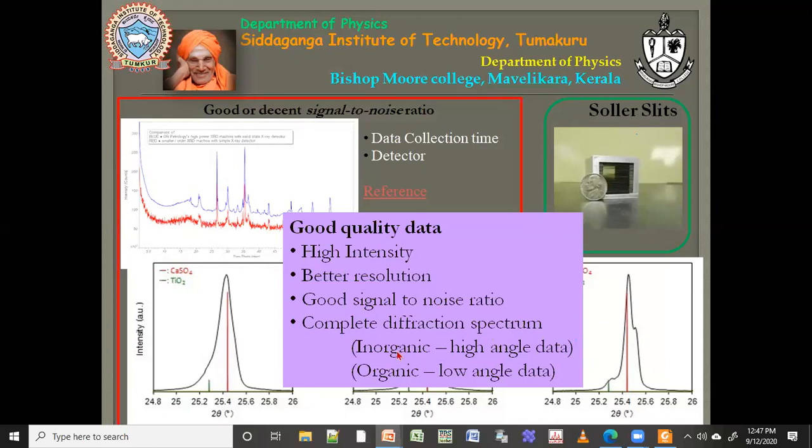That is why for inorganic we try to do this, just to save your time and energy. For inorganic it is better to do only high angle data, but for organic you have to do only low angle, because after 35 you will not get any peaks. Again, this depends on your unit cell. The unit cell in the case of organics is very, very large. The unit cell is the reverse of your d parameter, so that is why it is linked.